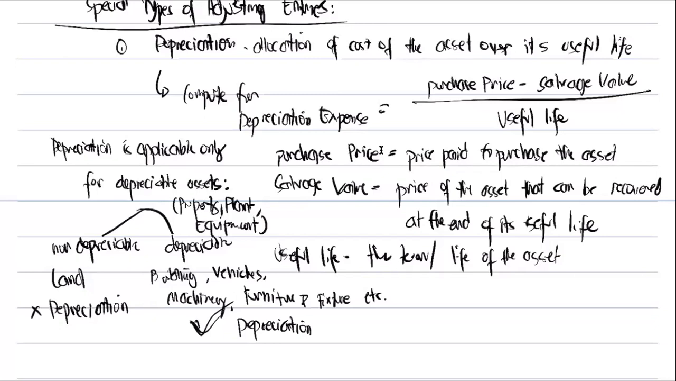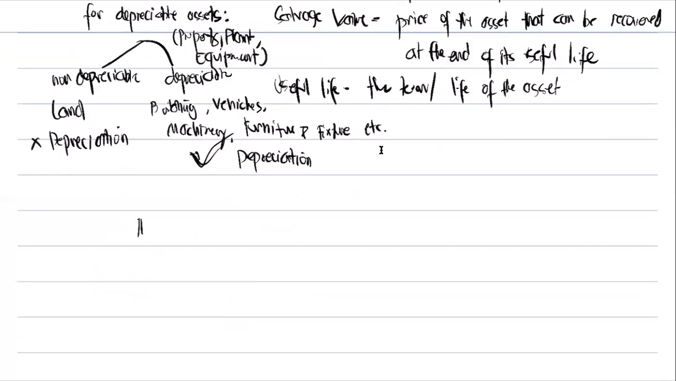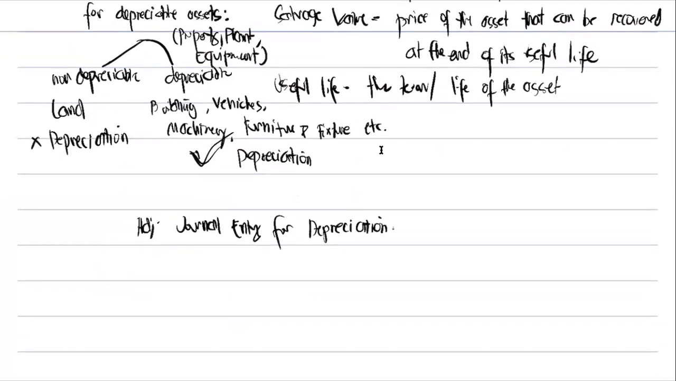Okay. So what is the adjusting journal entry for depreciation? We debit depreciation expense. We credit accumulated depreciation.